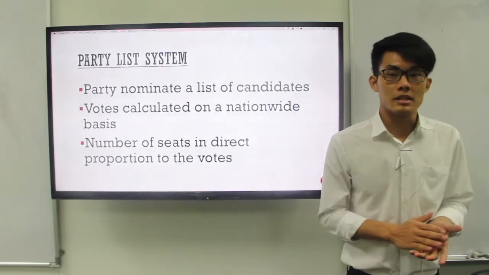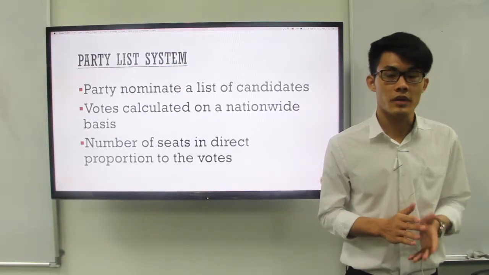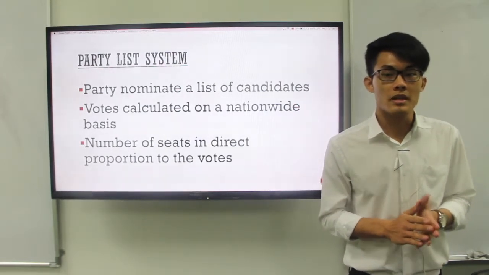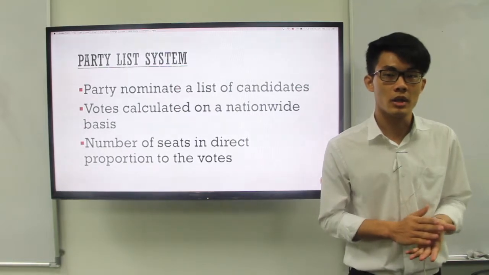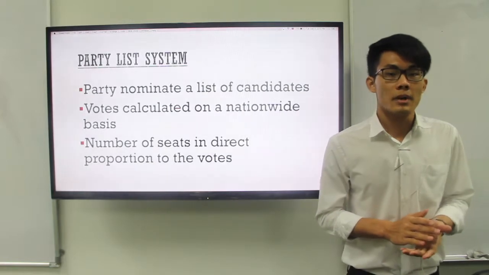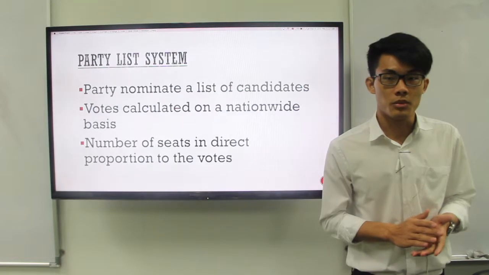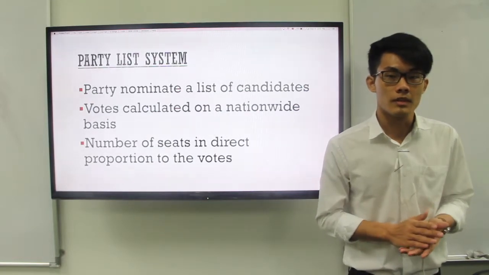Next, the party list system. Under this system, each political party has to nominate a list of candidates. The votes for each party's list are calculated on a nationwide basis rather than a constituency basis. And the parties obtain the number of seats in the legislature in direct proportion to the votes in the country.